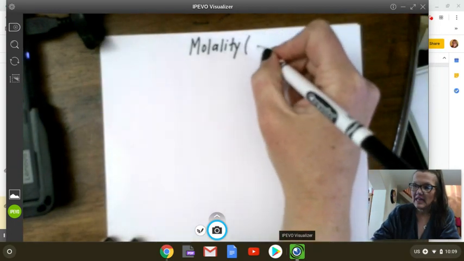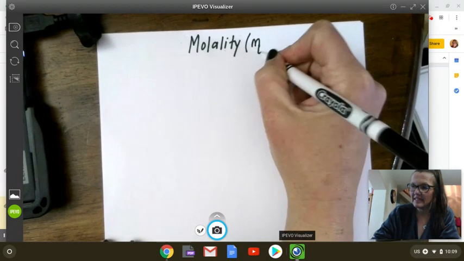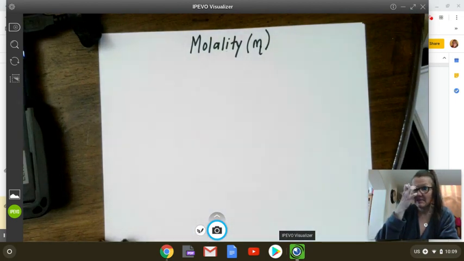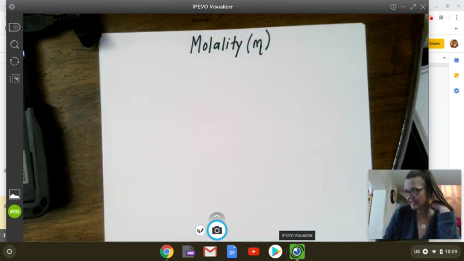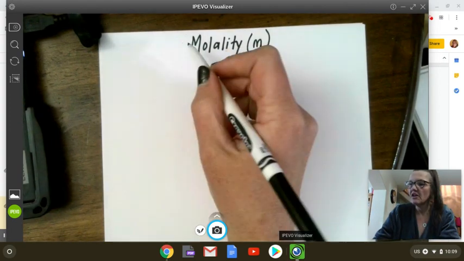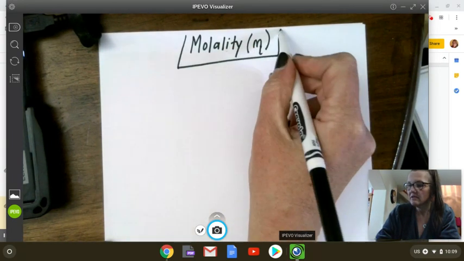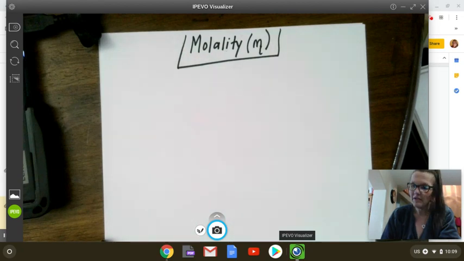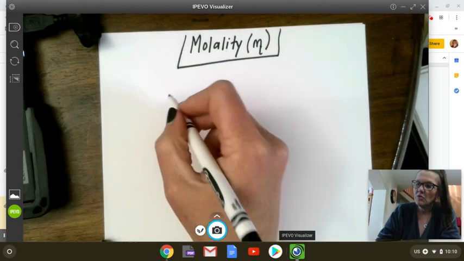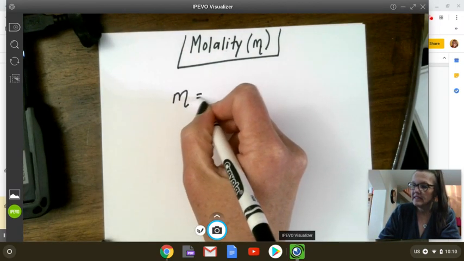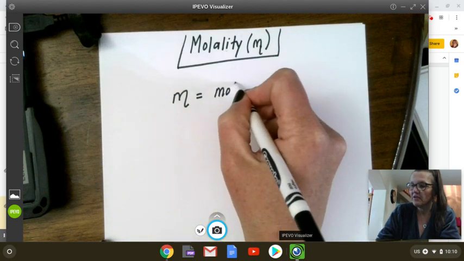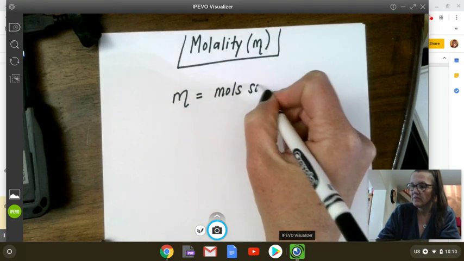Molality is represented with a lowercase italicized m. It's kind of hard to do in print, but it's a lowercase italicized m. Okay, and so molality also involves moles, as the name kind of suggests. Molality is equal to the moles of solute, just like molarity.